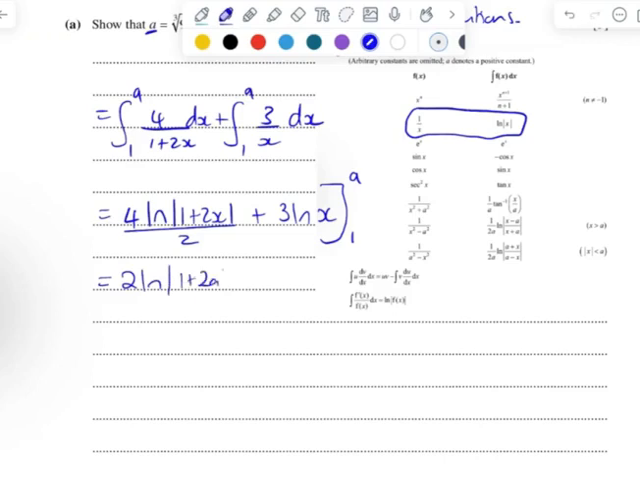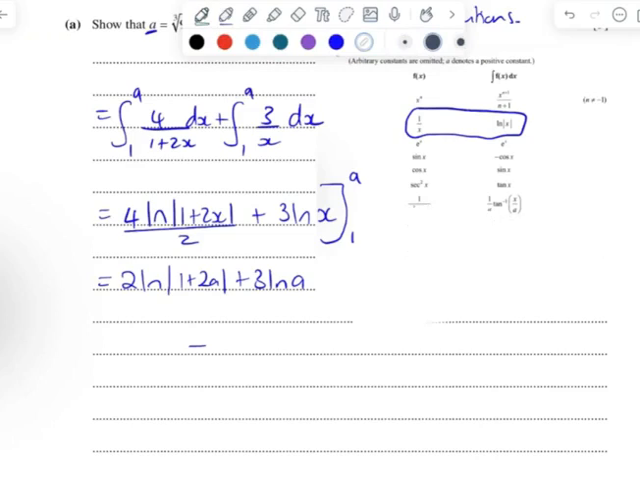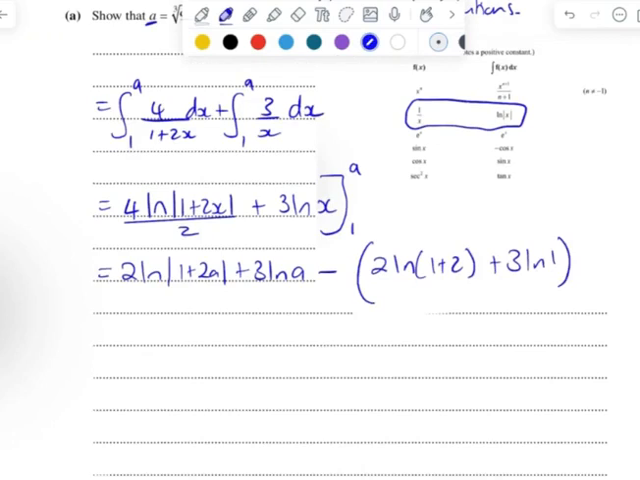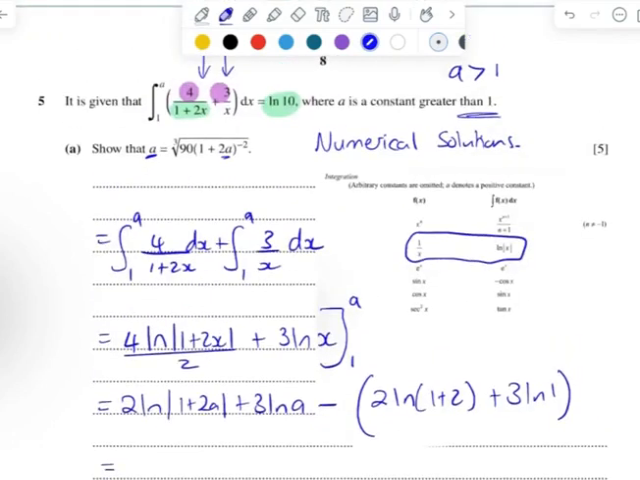plus 2a plus 3 ln a minus, okay, I've sort of made a lot less space for myself here because of my formula sheet, but you would do that in one line, minus, maybe I can actually just, we don't need this right now, so I'm just going to write over it over here. Okay, so minus big bracket 2 ln 3 ln 1, okay?